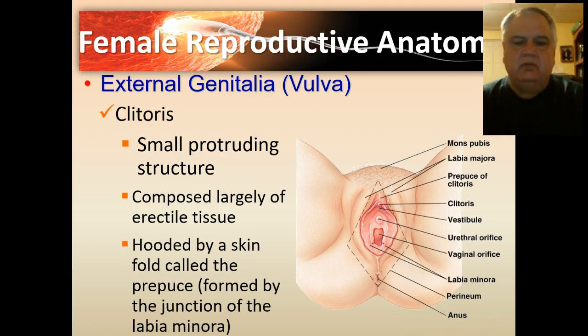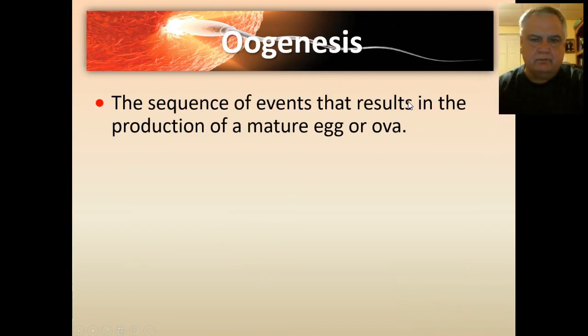The clitoris itself is hooded by a skin fold, which is called the prepuce, and that is formed by the junction of the labia minora. So you can see where the labia minora come together here. There's the clitoris, and there's the hood of skin over the clitoris, which is referred to as the prepuce.